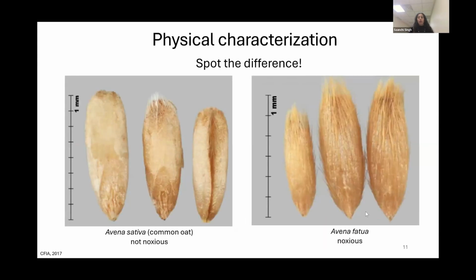We also want to be able to distinguish between closely related species, which may not be noxious, and in fact, they may have some economic value, as in the case here with common oats, which is what we eat in oatmeal for breakfast every morning, as seen here on the left, compared to Avena fatua wild oat on the right.